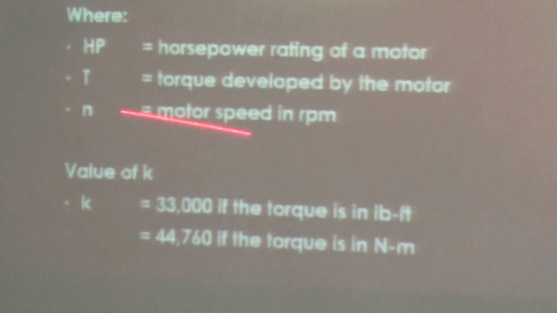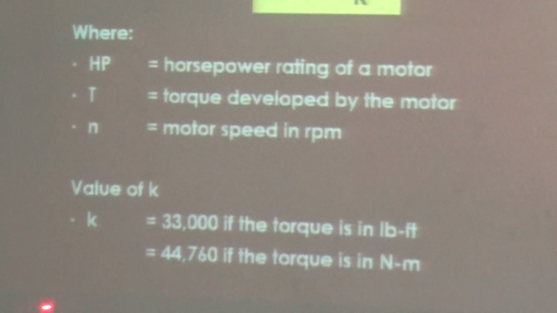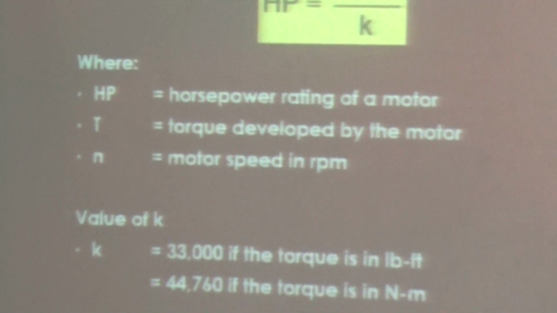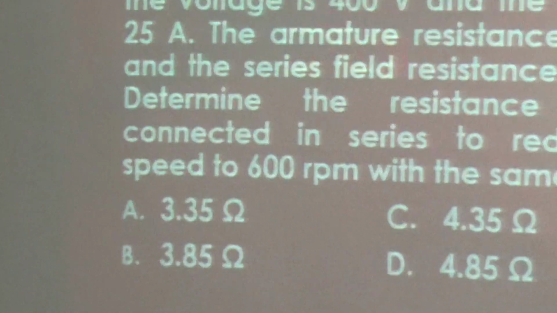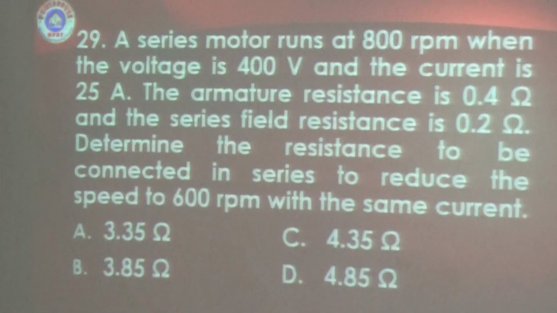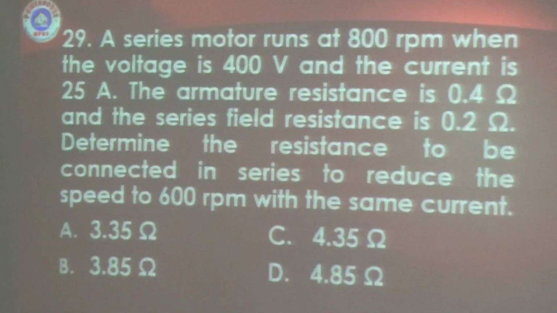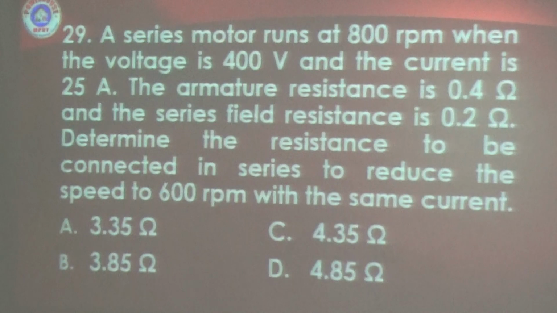So yung K, i-factor yan. Yung 33,000, isasubstitute mo sa K, dapat yung torque mo is in pound-foot or foot pound. Pag 44,760 naman yung isasubstitute mo sa K, dapat yung torque mo ay in Newton meter. Per second, sir, di ba? Foot pound per second, sir, sa 1 horsepower.